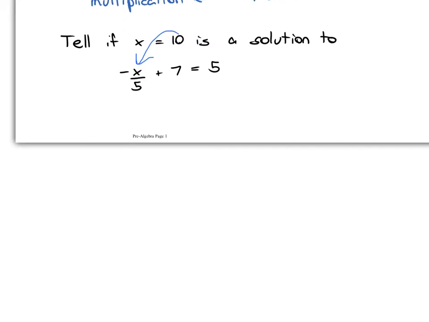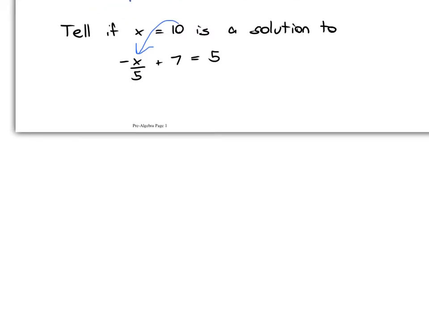Now, what do I mean by that? Let's try this. Here, I'm going to rewrite this whole thing. It's negative x divided by 5 plus 7 is equal to 5. All right, so notice what I've done here is that there's this kind of big hole missing here. There was once an x there. Well, I have not even written the x. It was there, but it's gone.